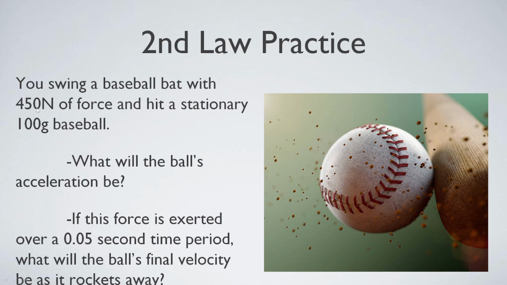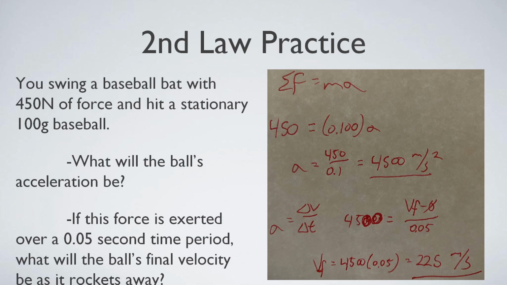So we're going to use this force on this baseball. We're going to calculate first the acceleration of the ball, and then secondly, what the ball's final velocity will be if that force is applied for specifically 0.05 seconds. Because it's important to note that forces and acceleration only really happen for certain finite amounts of time. In the case of the baseball bat, the bat is only really touching the ball for a split fraction of a second. We'll look at the numbers for that now.